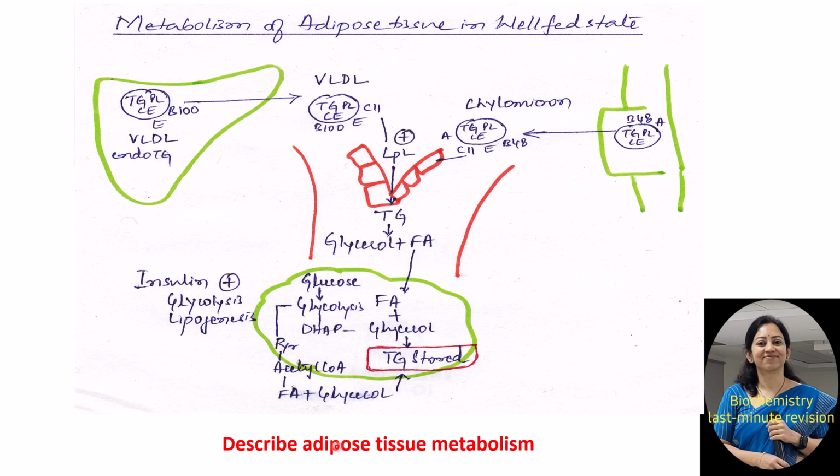So a question that can be asked in your exam is, describe adipose tissue metabolism. You have to describe the metabolism both in the well-fed state and in the fasting or starvation state. So when we have food, what happens? The lipids are broken down to what? Triglycerides, cholesterol esters and phospholipids. For the digestion and absorption of lipids, check out the first video of lipid metabolism.